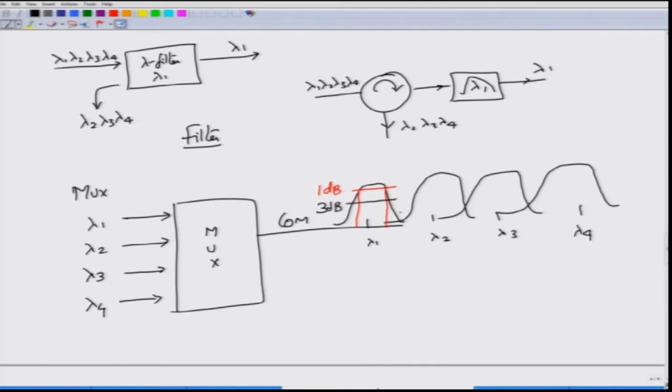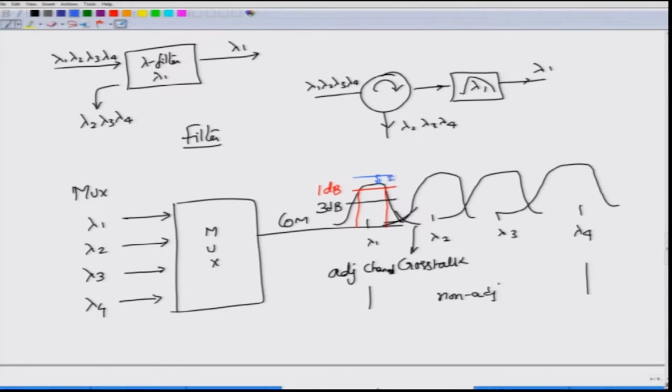You can also see here that a portion of the signal goes into the second region. This is causing what is called crosstalk, that is, if I have a signal at lambda 1, a portion of the energy at lambda 1 goes into lambda 2. Because lambda 2 is adjacent to lambda 1, this is called adjacent channel crosstalk. Sometimes you will also see non-adjacent channel crosstalk. Non-adjacent channels are those which are not beside each other, they are lying far away from each other.